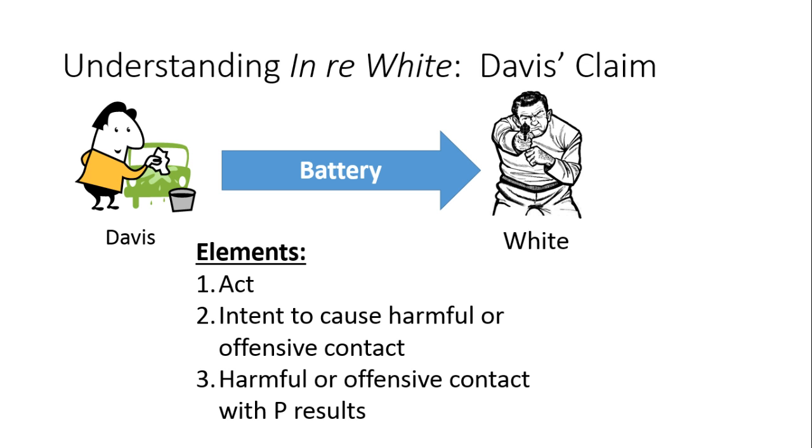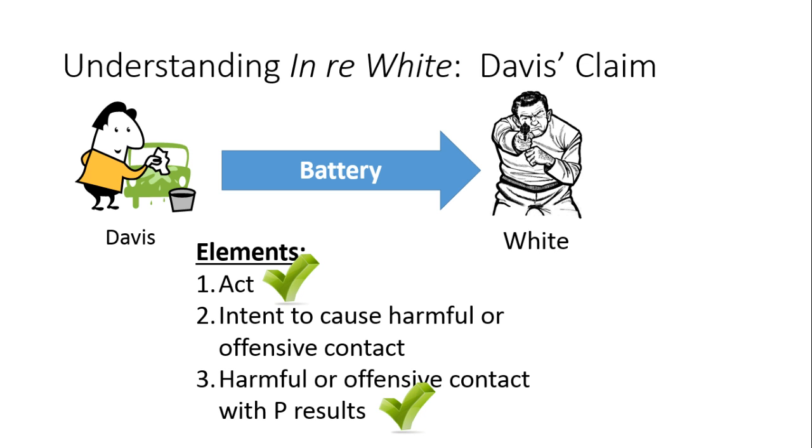Now, in this case, it would have been very easy for Davis to prove the first element. It's clear that White acted volitionally when he pulled the trigger. It's also very easy for him to prove the third element, that harmful or offensive contact with Davis resulted, because he got shot in the abdomen. The real issue here is the intent question. Did White have intent to inflict harmful or offensive contact on Davis?